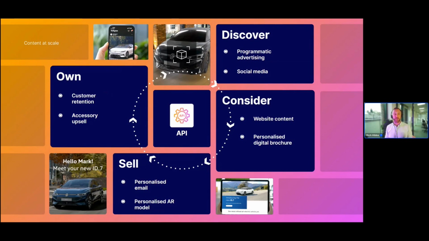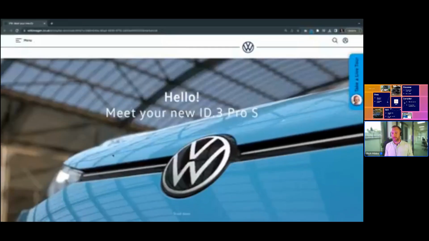You've then got someone's interest, you've targeted them on social media, they've now come to your website and they're considering making a purchase. So your website content can be provided via the API. A user, let's take an example here, a user has gone through a configuration and saved their configuration. You could target them with a personalized digital brochure. And basically what this is, a microsite. So I'll show you what this looks like now.